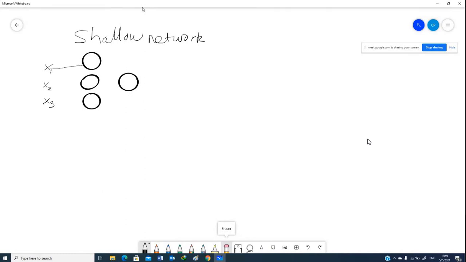All right, so let's say this is a weight. This is neuron one. This one is two. This one is three, and this is the output. So we only have, in this instance, one hidden layer, H1.